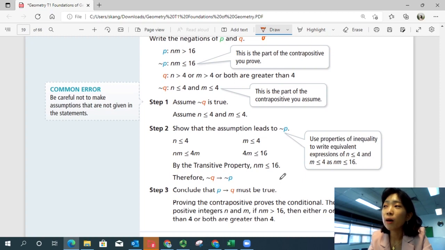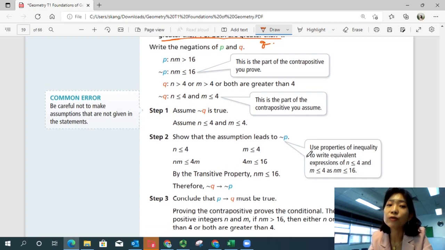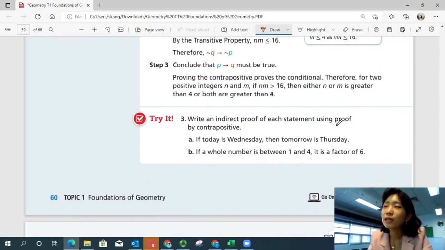So therefore, for two positive integers n and m, if nm is greater than 16, then either n or m is greater than 4, or both are greater than 4. So why do we use indirect proof now? In this case, there are many cases that we need for direct proving, right? We can't test all the cases. So sometimes, in cases like this, it is actually more effective to use indirect reasoning to prove something, right?